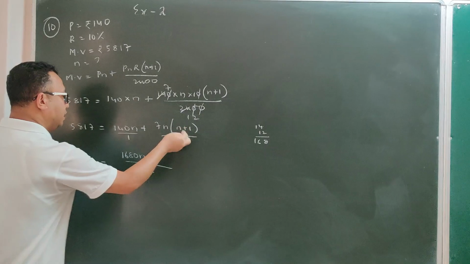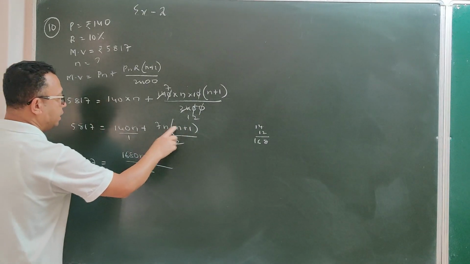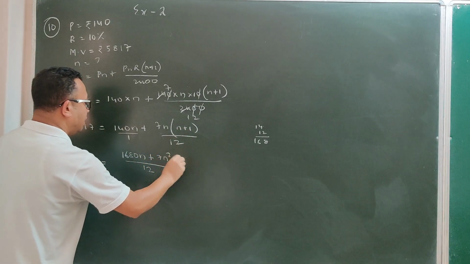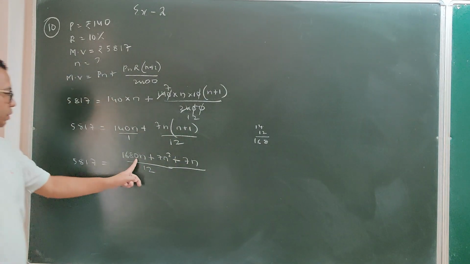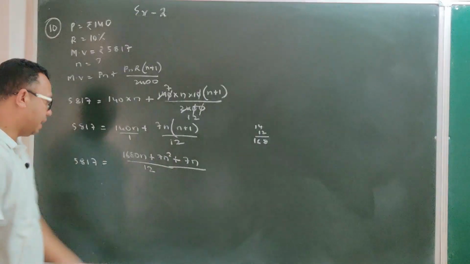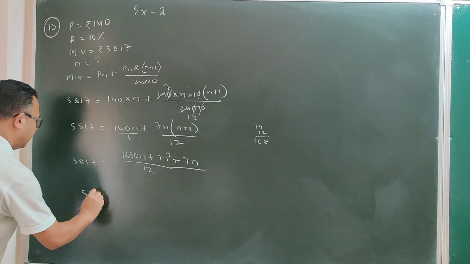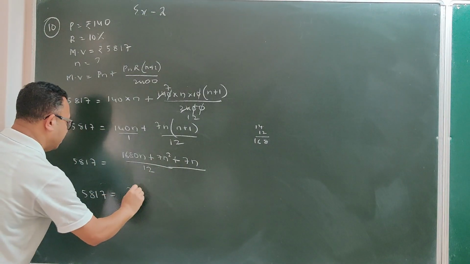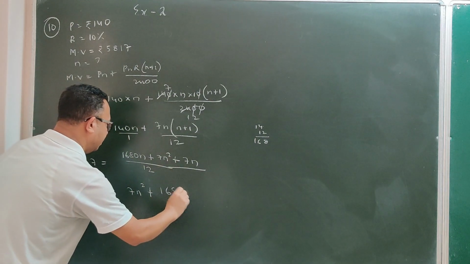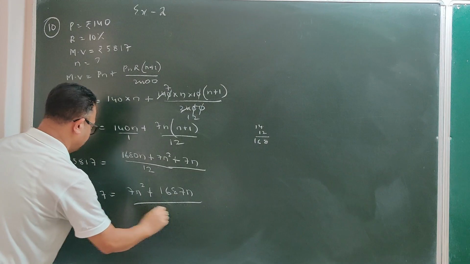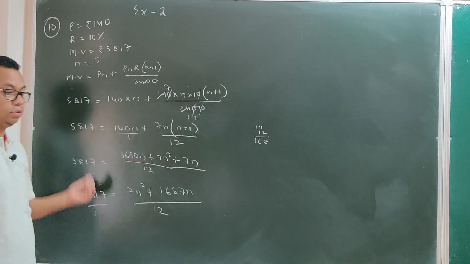So it is the same thing that I'm going to copy. Same thing means it is 7n into n is 7n square, and 7n into 1 is 7n. So this one is also n, this is also n, both of this can be added. So you have 5817, and this is 7n square plus the addition between this and this is giving you 1687n over 12. Let me now cross multiply.